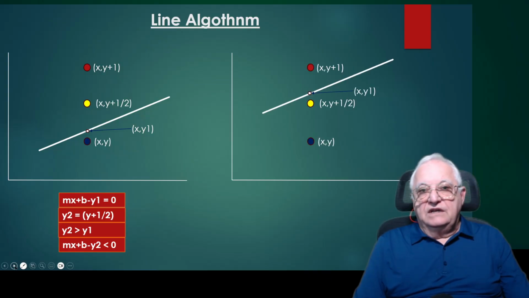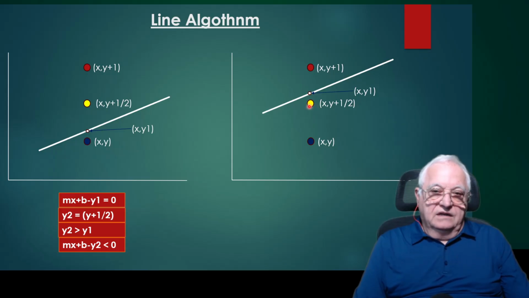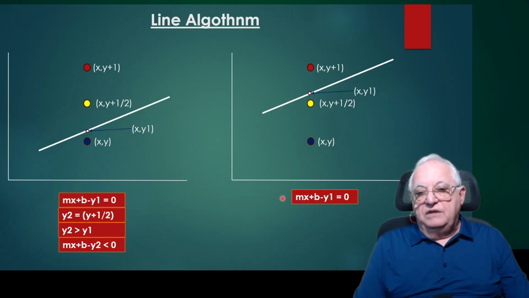So let's look at another setup. In this case, we have our red, yellow, and blue dot again. What I've changed is I've placed the line above the yellow dot, which is at the middle between the red and the blue. So again, I have my equation mx plus b minus y1 equal to 0. So y1 is a point on the line.